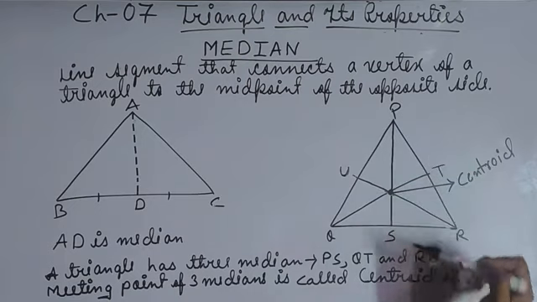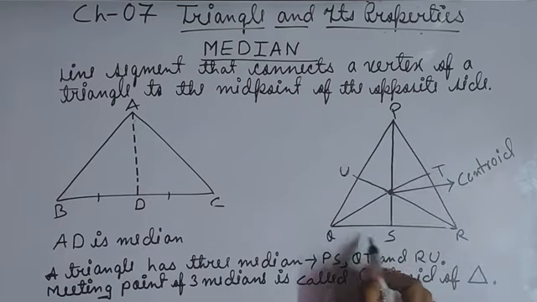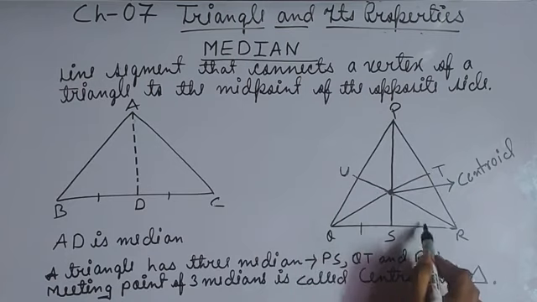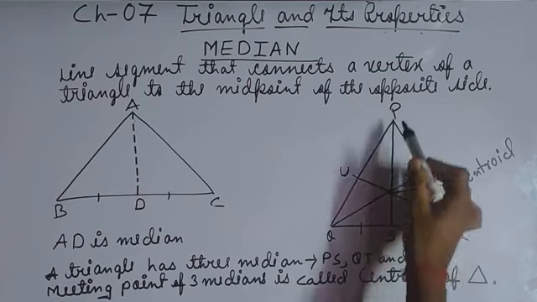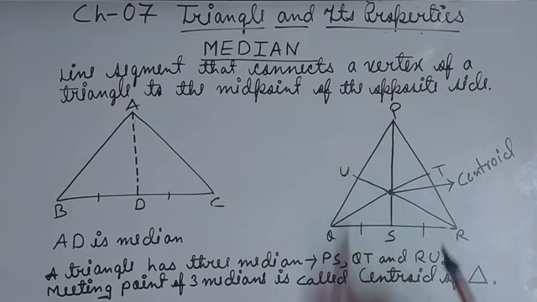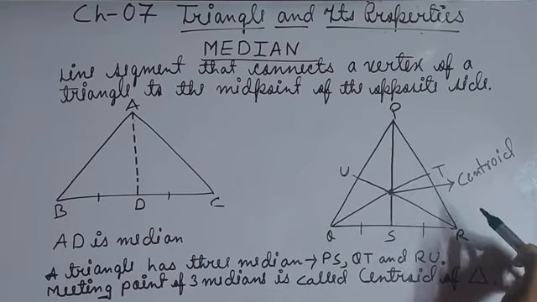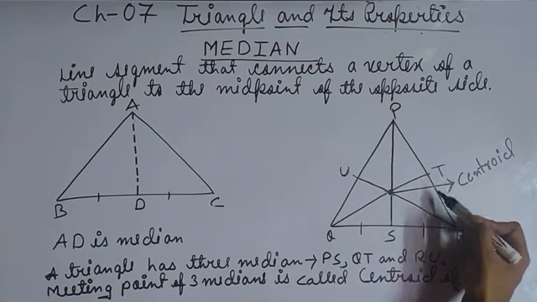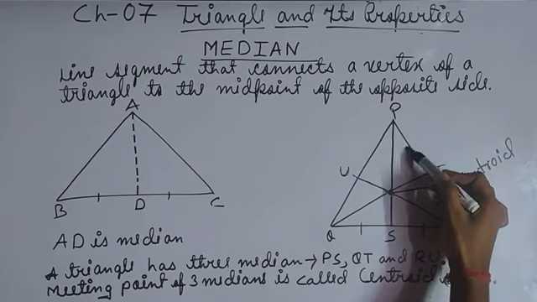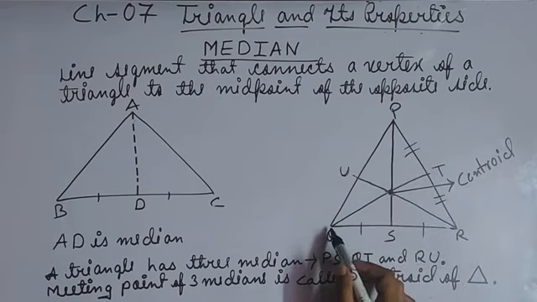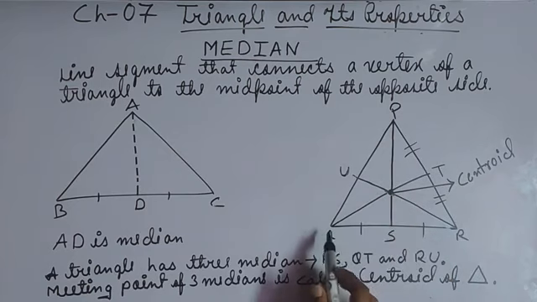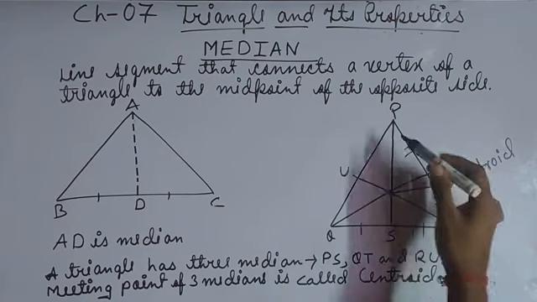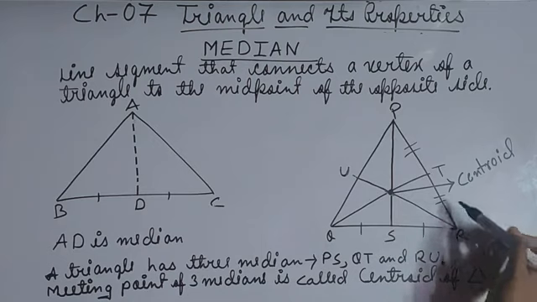First is your PS, which is connecting to the midpoint of QR. PS is starting from P and joining to S, which is the midpoint of this QR. In the same way there is another median, that is QT, which is joining the midpoint of PR, which is your T. It is connecting Q to T, where Q is the vertex and T is the midpoint of the side opposite to it, that is PR.